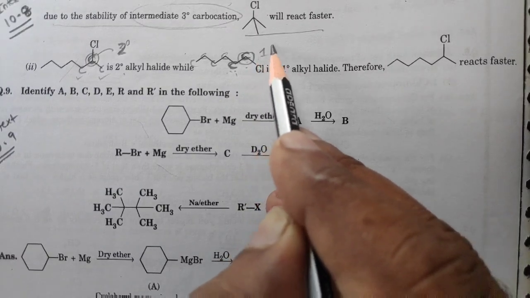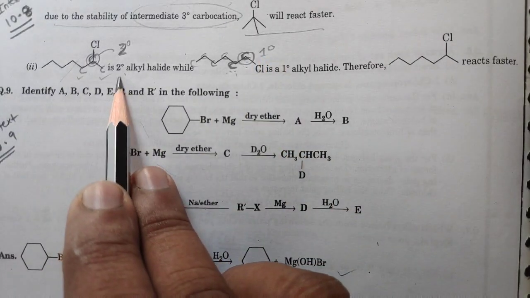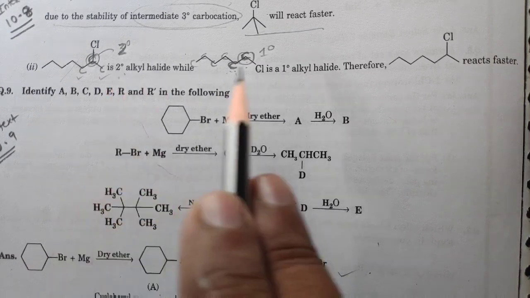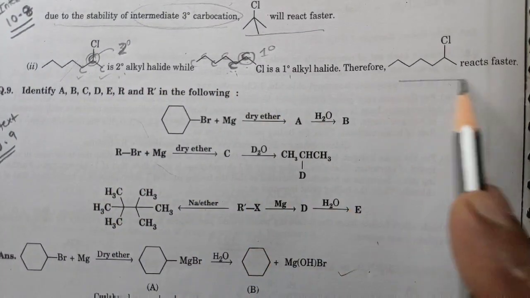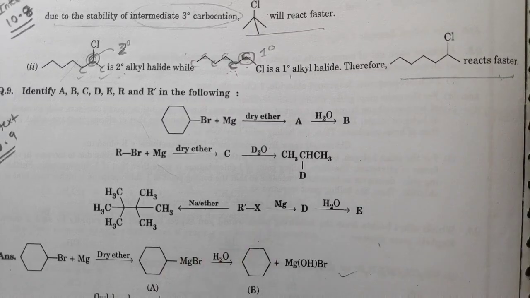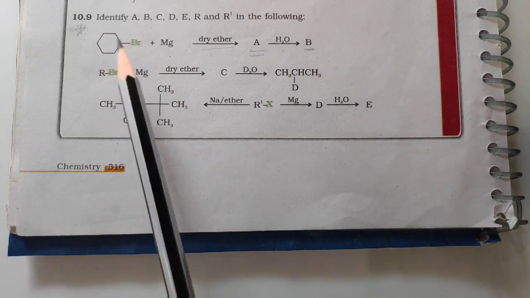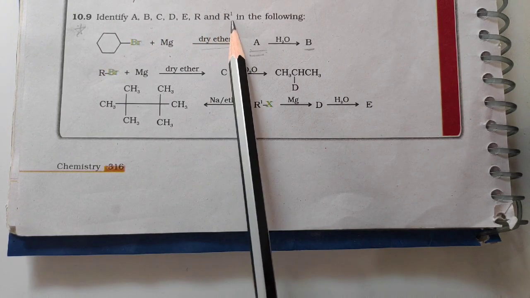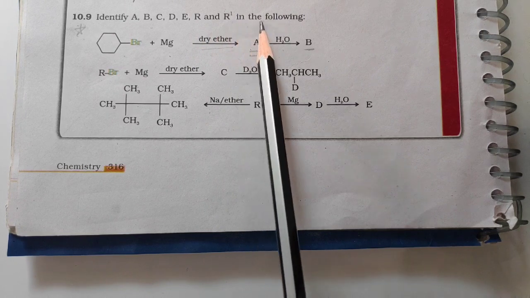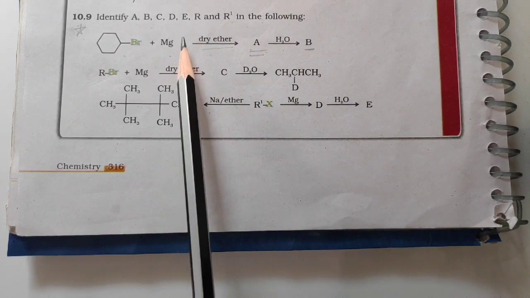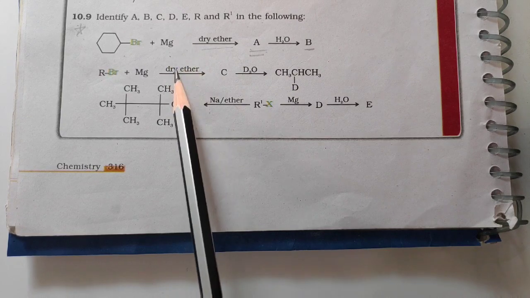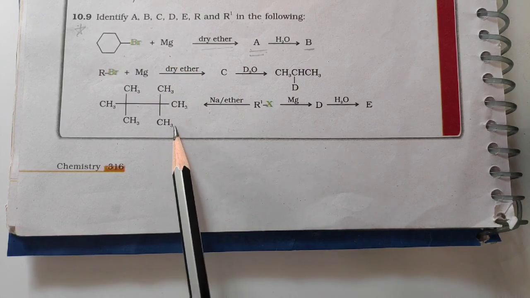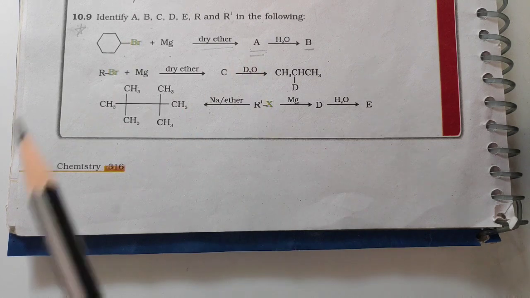So this carbon is your primary carbon, and according to the order, which will be more reactive in SN1? Secondary is more reactive than primary. Therefore this structure will react faster by the SN1 mechanism. Okay, now this is the last question. Identify A, B, C, D, E, R and R dash in the following. In this case there is one mistake in the question, which we will rectify later. First we'll discuss this part.